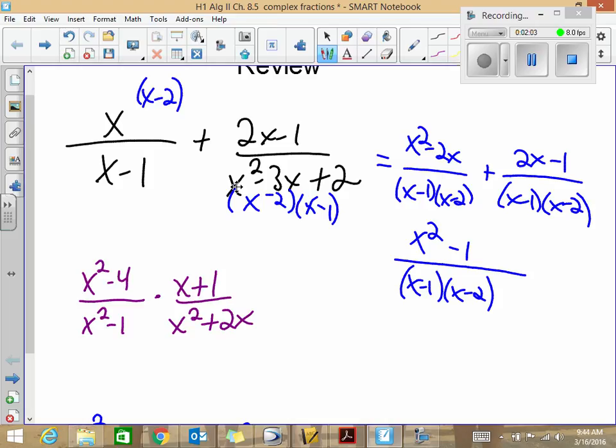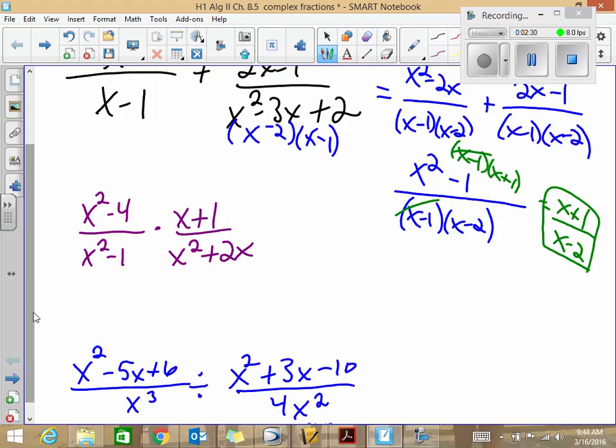But now that we've done the addition, we can see if we can simplify, right? And this does factor: x minus 1, x plus 1. So now those cancel, and our final answer in its simplest form is this. Okay? Make sense? Kind of? Okay. All right.